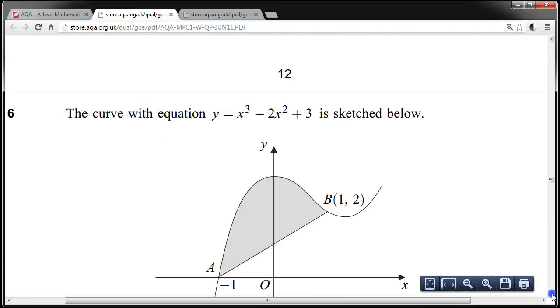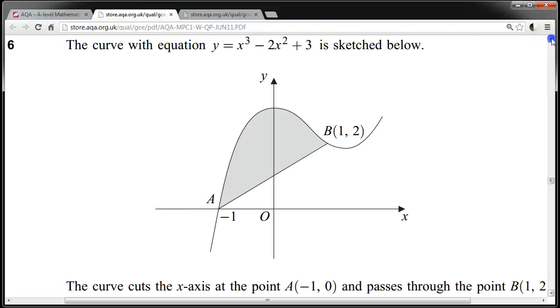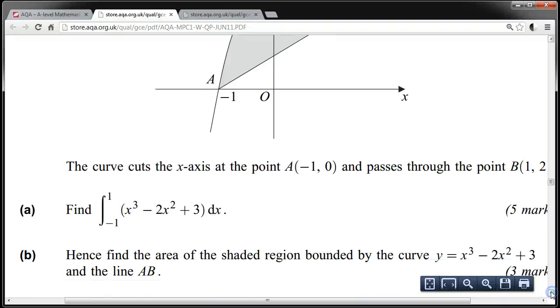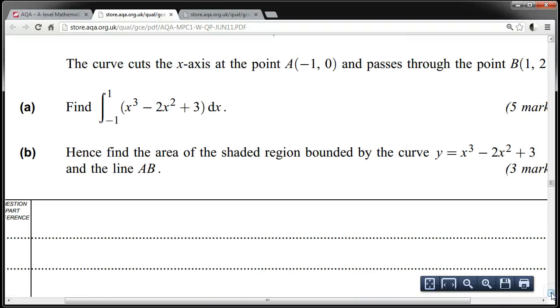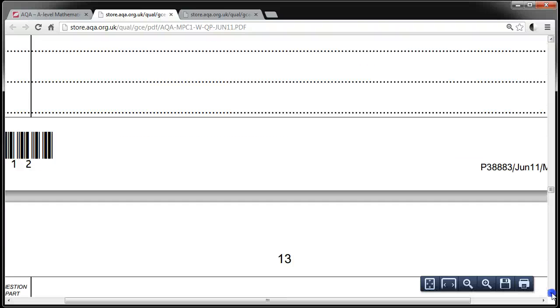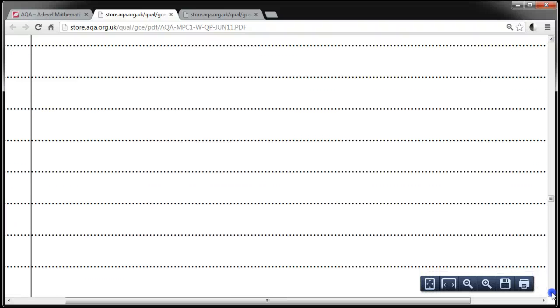So let's move on to question 6. We're getting towards the latter part of the paper now. Here's a curve, cubic. We've got a line, straight line drawn, which will form a triangle when we drop vertical. And then we can see all the information described there. Find the definite integral in the shaded region. Again, no surprises there really. Nice easy question to do.